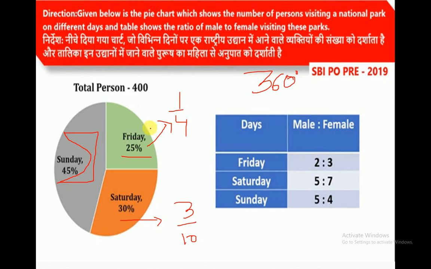1/4 of 360 degrees is what? 1/4 of 360 degrees is 90 degrees. And then 30%. So 3 by 10 of 360 degrees is what? This is 108. So 108 plus 90 is what? 198.